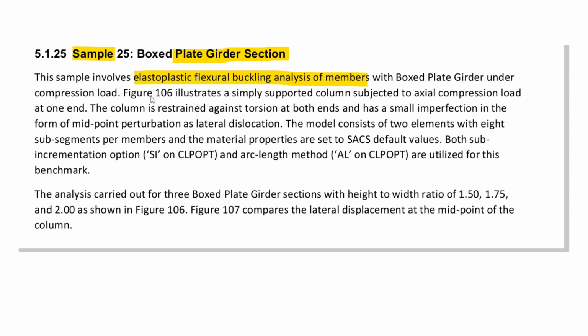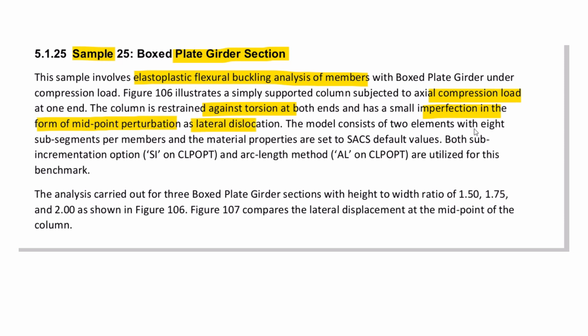So in the next page, we will show the figure 106 illustrates a simply supported column subjected to axial compression load at one end. The column is restrained against torsion at both ends and has a small imperfection in the form of midpoint perturbation as a lateral dislocation.